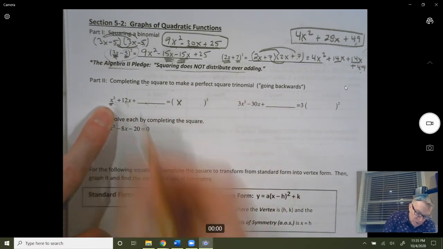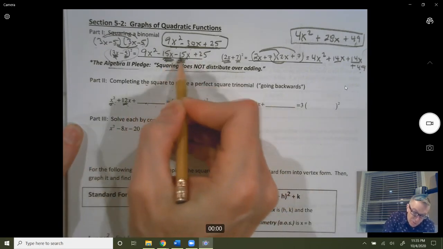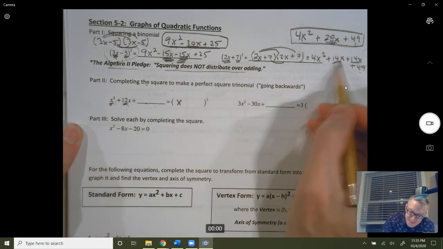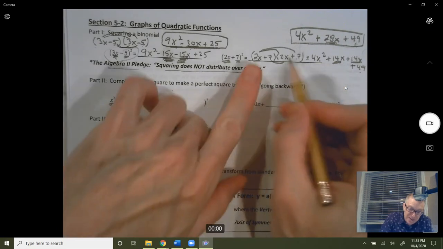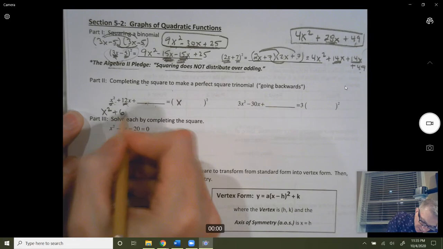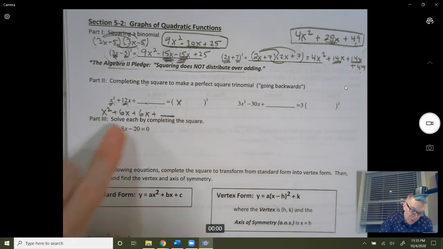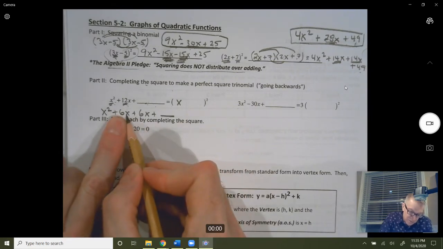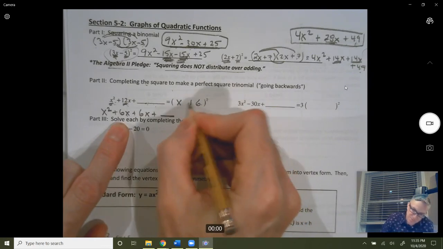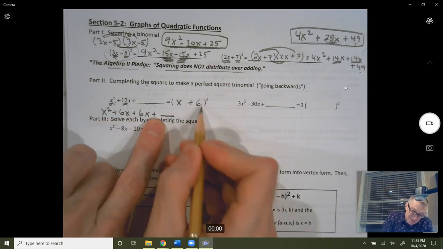We also know that this middle term came from these two things that were our outers and our inners. Where this 28 came from, there were two 14x's that came from the outers and the inners. So we have to break this down: x squared plus 6x plus 6x plus something. But we know where the 6x came from. It was the first term times the last term. So this has to be a 6.